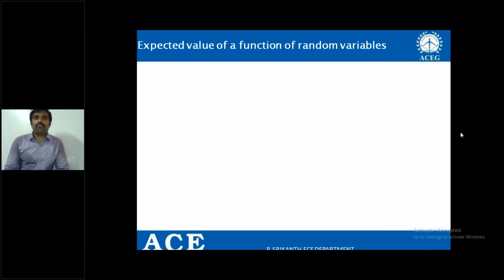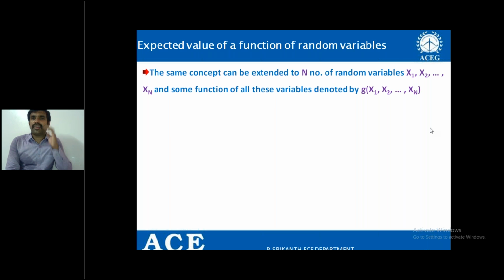Now I am going to see the statistical behavior of the random variable which is derived by adding two or more random variables. To know the statistical behavior, I am going to apply an operation on that particular random variable, and the only operation is the expectation. I am going to see now the expected value of a function of random variables. The same concept can be extended even to n number of random variables later.